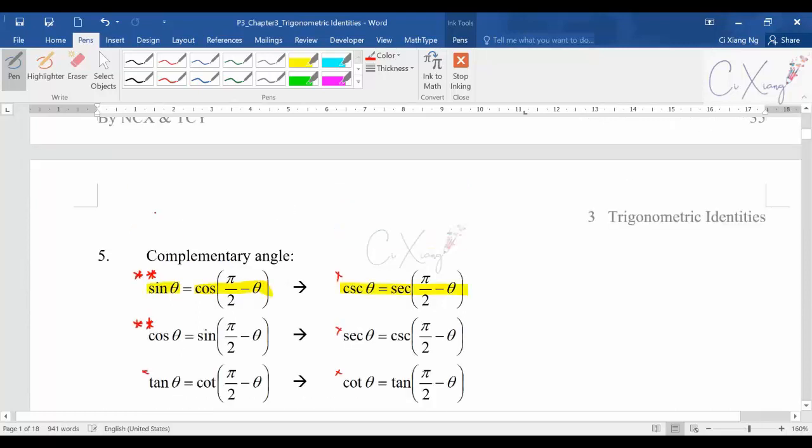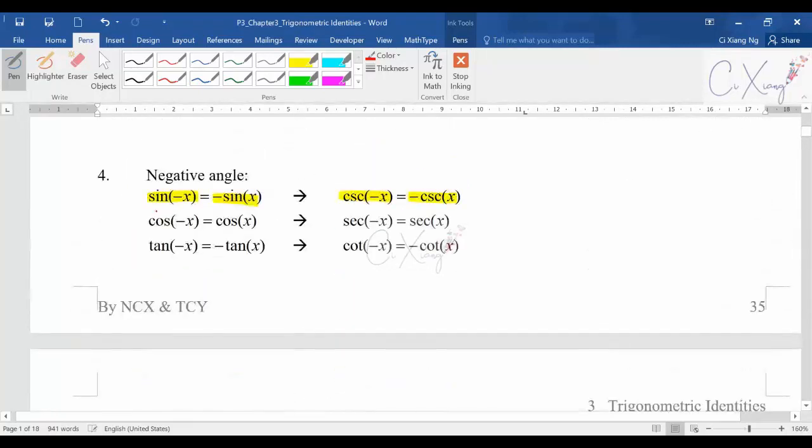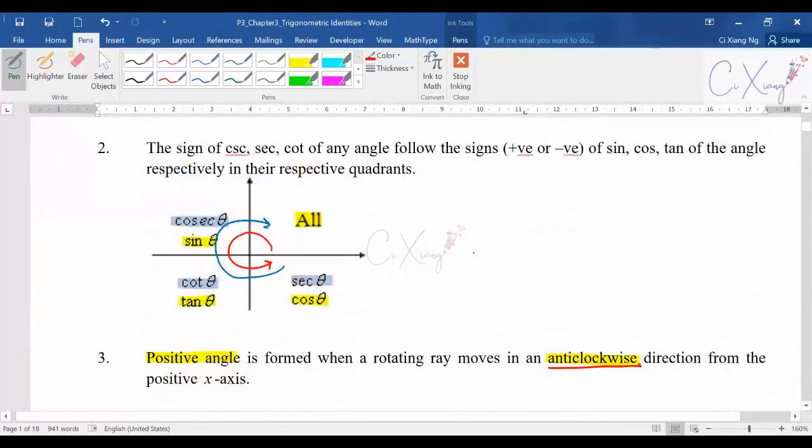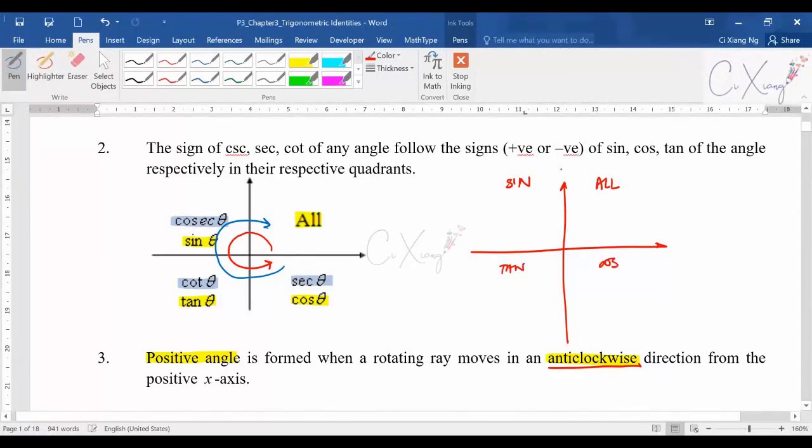Now, let's come back to the negative angle and positive angle. Just now I told you that I didn't memorize the formula. Generally, the method that I use is the 4-quadrant graph that I showed you before, where you have all, sine, tangent, cos. In the first quadrant, we always call it theta, the basic angle. The second quadrant is 180 minus theta. The third quadrant is 180 plus theta. And the fourth quadrant is 360 minus theta.